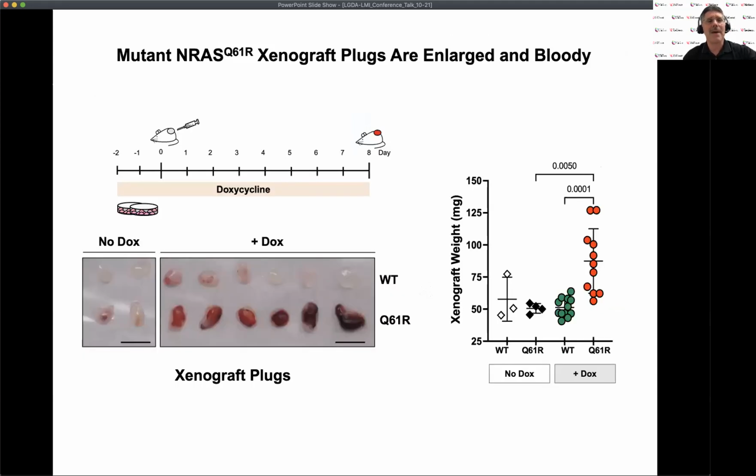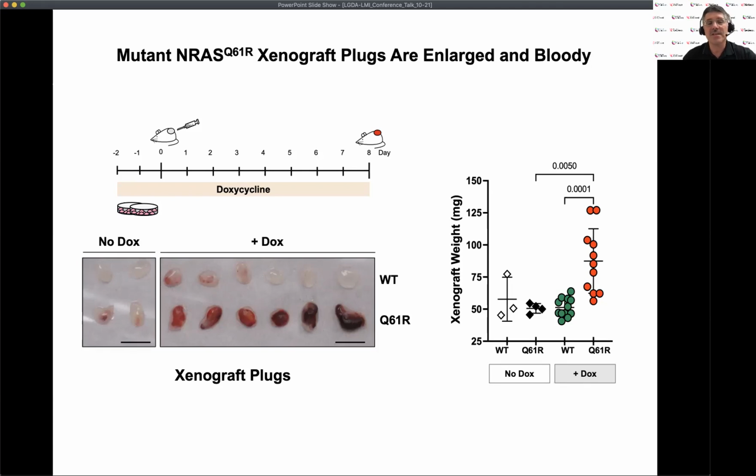Next, we generated a mouse xenograft model by injecting wild-type and mutant NRAS-expressing cells suspended in Matrigel under the skin on the backs of nude mice. Nude mice are used as they do not reject the human cells. The schematic in the top left shows the experimental protocol. The cells were induced with doxycycline in culture before implantation, and then the mice were fed doxycycline in their food to continue inducing either mutant or wild-type NRAS.